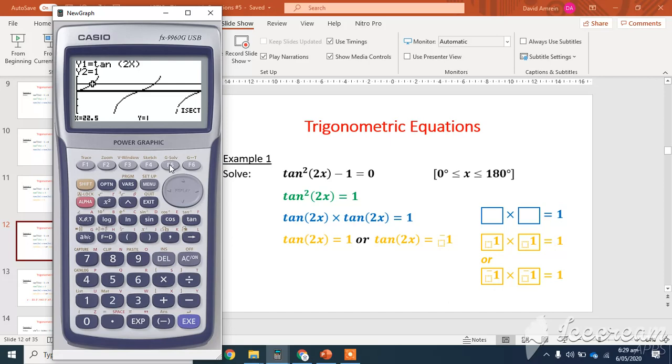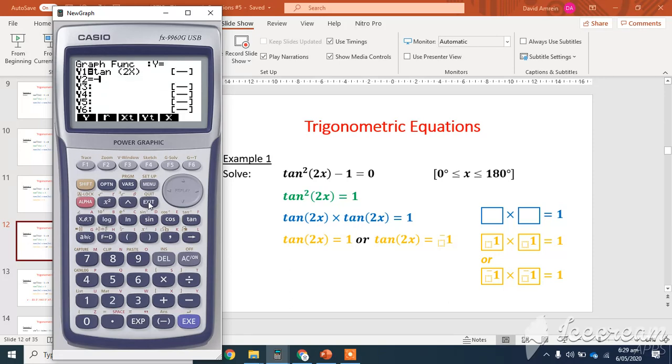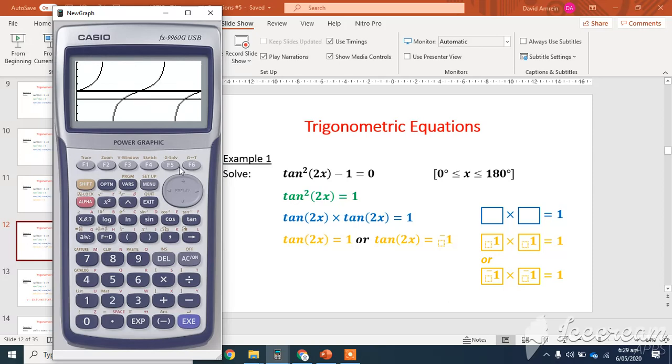Our first solution happens to be 22.5 degrees. And another solution at 112.5 degrees. So there are two solutions for when tan of 2x is equal to 1. Now when I back up and change this to negative 1, tan of 2x is equal to negative 1, you can see that there are two more solutions. The first one happens to be at 67.5 degrees, and our second solution is at 157.5 degrees. So there's two solutions for tan of 2x equal to negative 1.